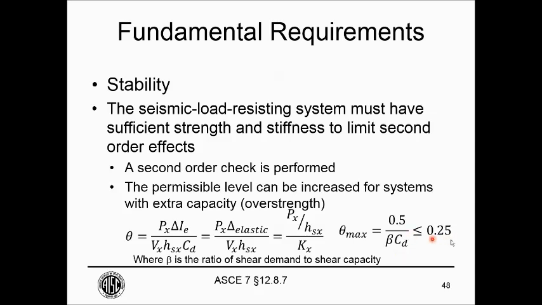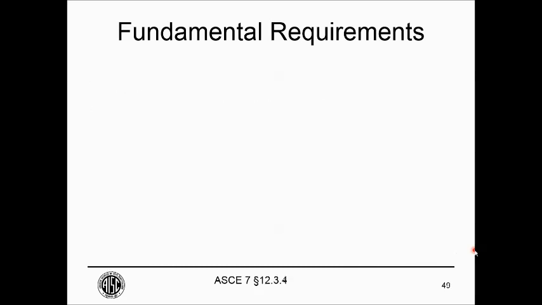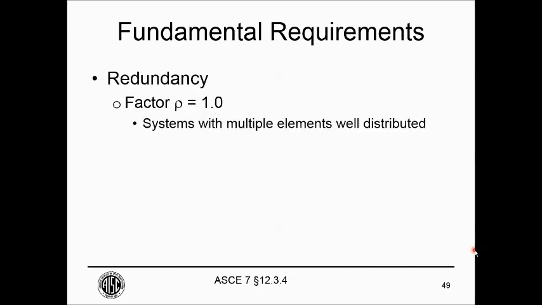There is a cap of 25% or 0.25 for theta max. So we calculate theta and compare it to theta max. There's also a requirement for redundancy. Generally, we want redundant systems. That's a rho of one. We get there by having multiple elements that are well distributed.